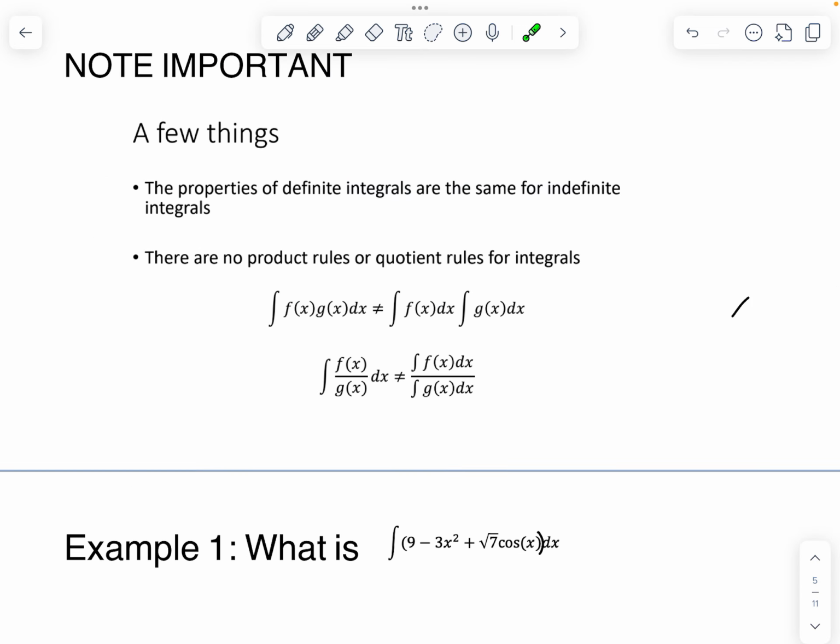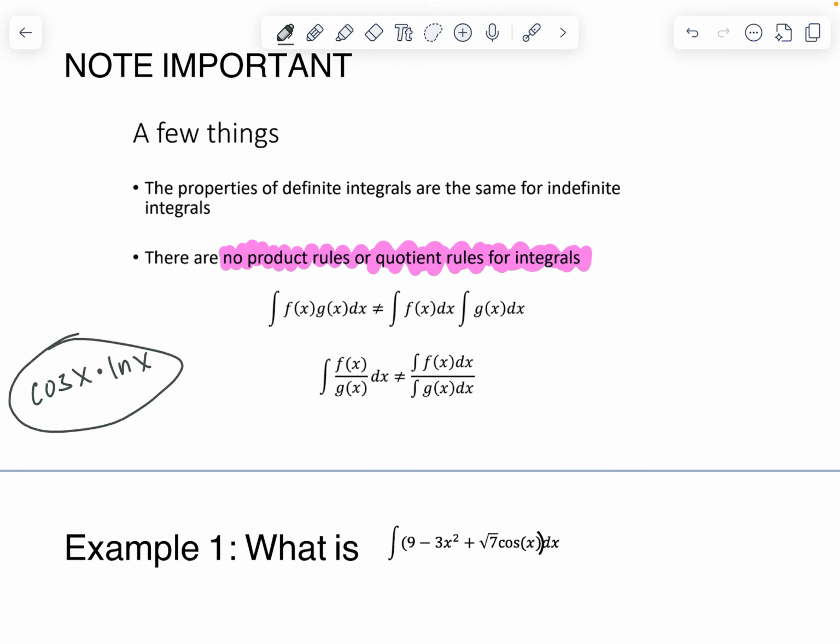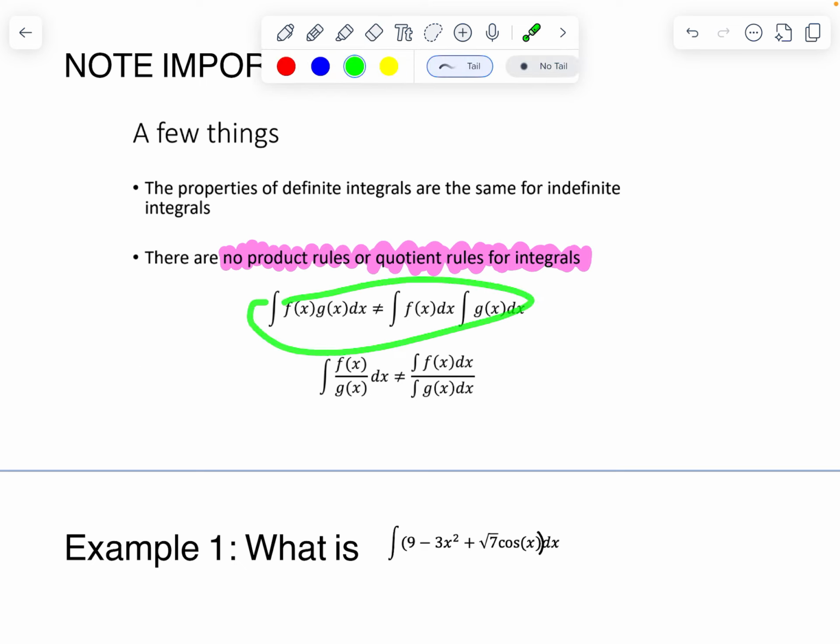know is that the properties of definite integrals are the same for indefinite integrals. And so one thing that we need to know is there are no product rules or quotient rules for integrals. We'll talk about how we handle that later, but there's not a product rule or a quotient rule for integrals. So it's the same idea: if you had cosine of x times natural log of x, if you wanted to find the derivative of this, you'd have to use the product rule. So we'll figure out how to deal with it, but you can't say that the antiderivative of f of x times g of x is the same as the antiderivative of f of x times the antiderivative of g of x. You can't take them separately, just in the same way that you have to do more complicated things when you use the product rule.